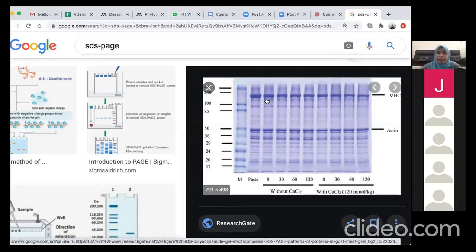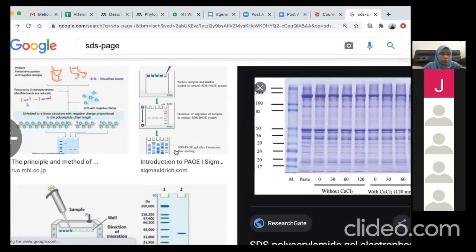Okay, if it is very little, for example here with calcium chloride, the amount of protein here is much lesser than in the first lane, right? The second lane here. The band will be the same size, but the amount of protein in the last lane is lesser than in the second lane. Okay, so how do we run this?